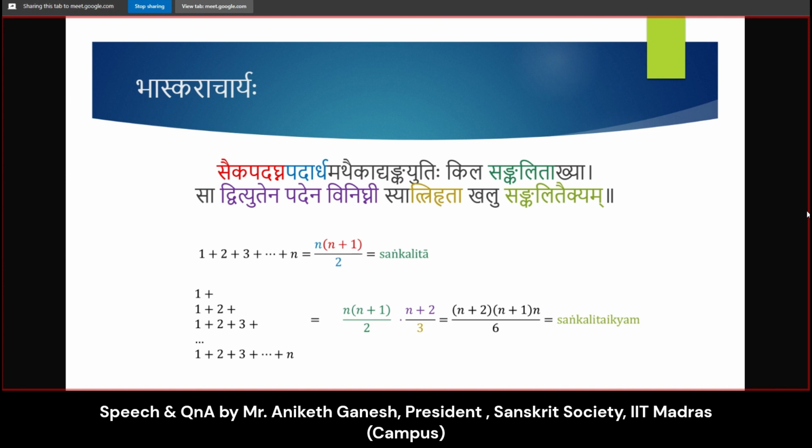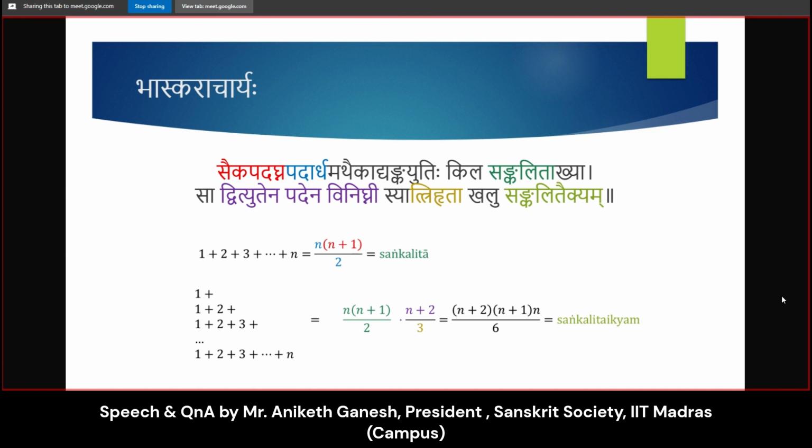You take n number of steps and you start adding 1 plus 2 plus 3 so on till n. What will that be? Saika Padaghna Padardham. 1 added with the pada, n plus 1. Ghna refers to multiplying. Padardham is n by 2. That is, the summation of numbers 1 plus 2 plus 3 till n is equal to n into n plus 1 by 2 is what he is trying to say here. And that is called Sankalita.